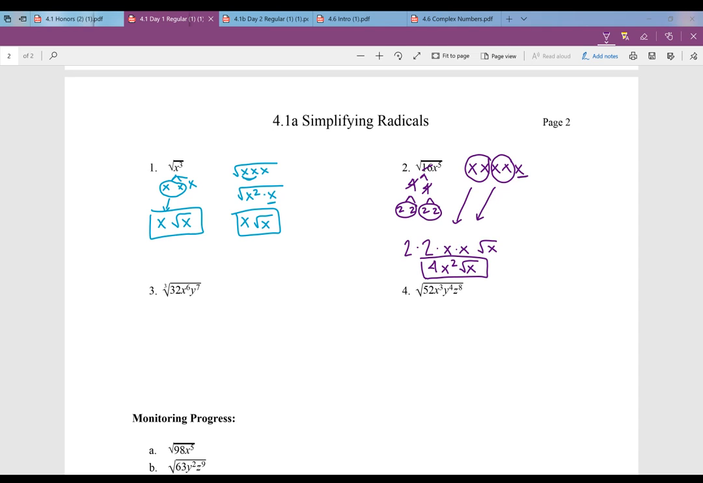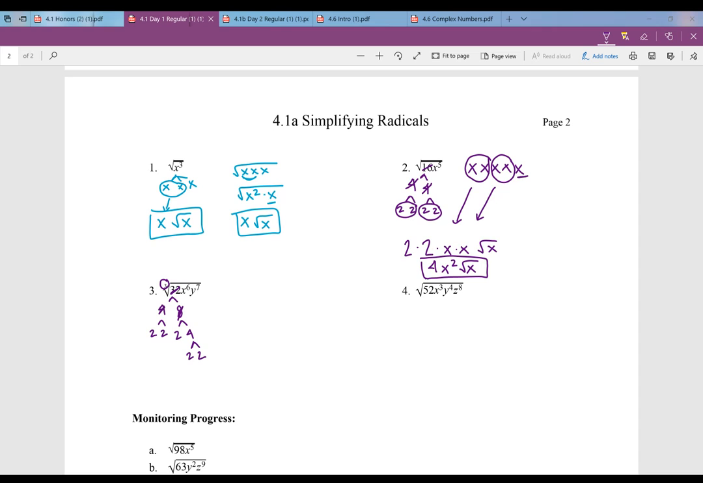Okay, let's look at number 3. So notice we have a cube root, so we're looking for groups of 3 here. And again, we're going to do numbers and then the variables separately. So 32, what could that break down to? Well, we could do 4 times 8. And then 4 is 2 times 2. 8 is 2 times 4. And again, 4 is 2 times 2.